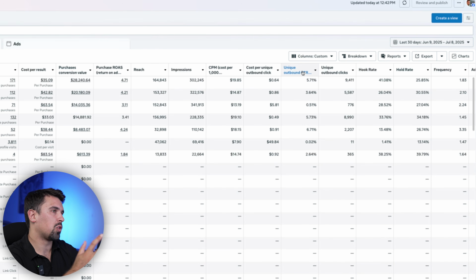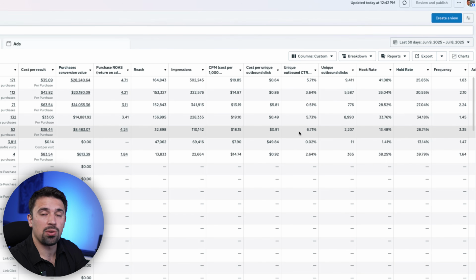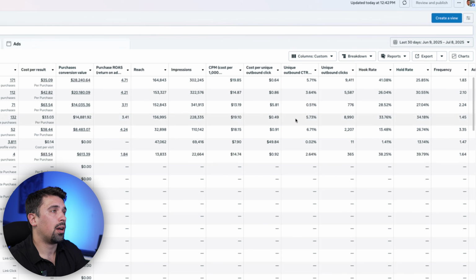So in this ad account specifically, around 3 to 5% click-through rate is what I would consider good. We have seen some that are above 6%. These are phenomenal. But yeah, just benchmark against your own ads, right? So these two metrics are super important. They tell you generally the performance of your ad, right?